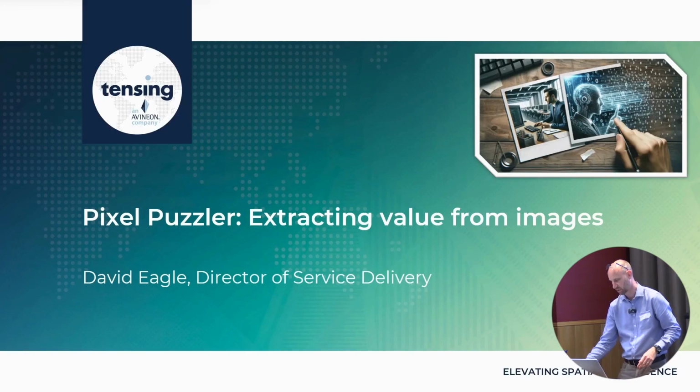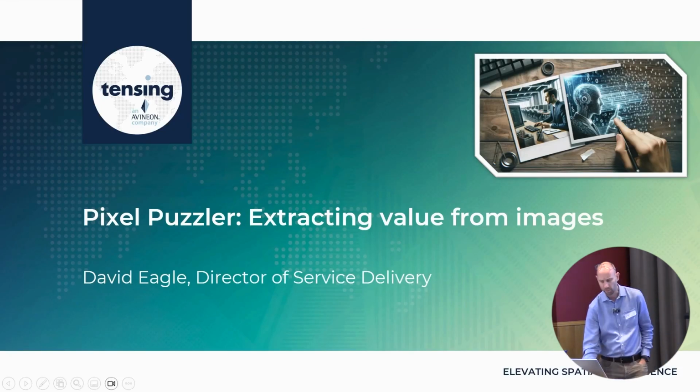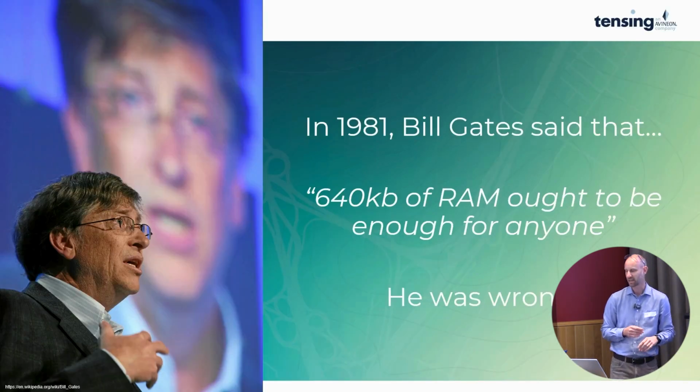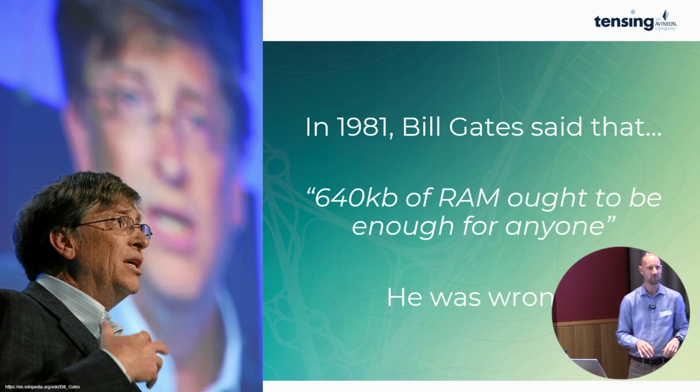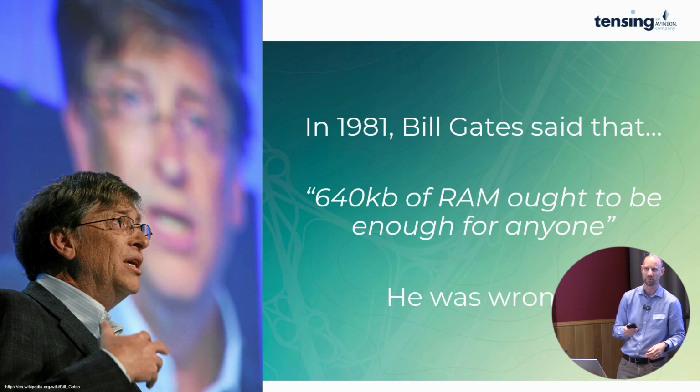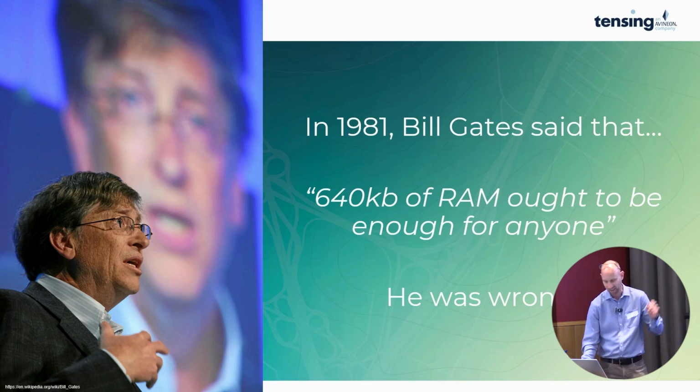So we're going to have a look at extracting value from images, but working on a different variation of raster. Bill Gates said 640 kilobytes of RAM is enough. I've got a relatively low-end phone and I'm carrying 2 gig of RAM around in my pocket, and there's probably people in the room who've got 8 or 16 gig of RAM in a more high-end device. So Bill was slightly not good at that prediction. He's quite good at a lot of other things.